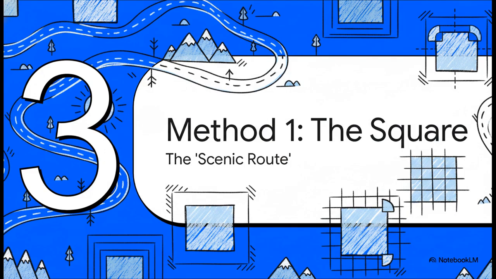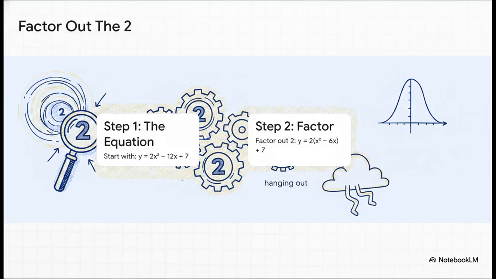Okay, time to find that point. We're going to start with method 1, which I like to call the scenic route. It's a fantastic technique called completing the square that actually rearranges the equation to reveal the answer hiding inside. So, we start with our equation. The very first thing we do is just focus on the parts that have an x in them. See that 2 in front of the x squared? We're going to pull that out from the first two terms. That leaves us with 2 times, well, x squared minus 6x, all in a bracket. The plus 7 just hangs out on the end for a minute.